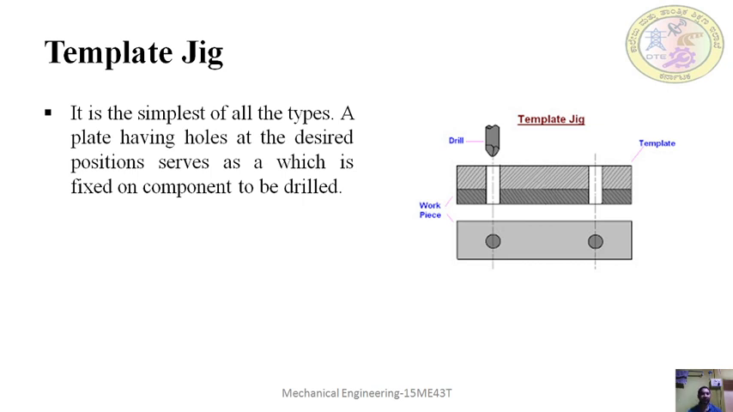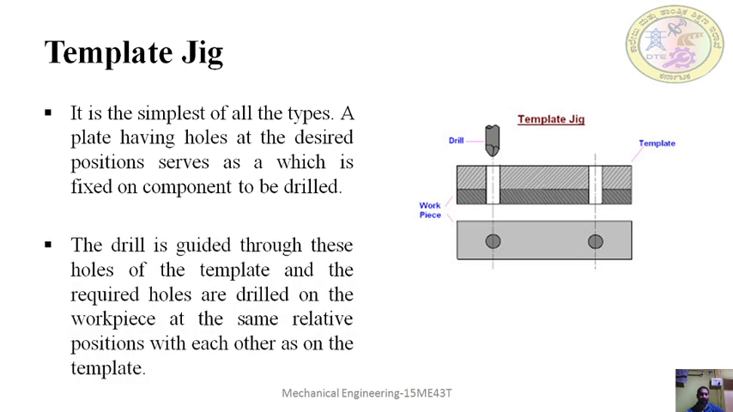It is the simplest of all the types. It consists of a plate with a number of holes, so it will guide the tool for making the drilling operation. The plate having the holes at the desired positions is fixed onto the component to be drilled. There are a number of holes placed on this template jig, so that will guide the tool to do the drilling operation on those holes only. So this is about the template jig. The drills are guided through these holes.